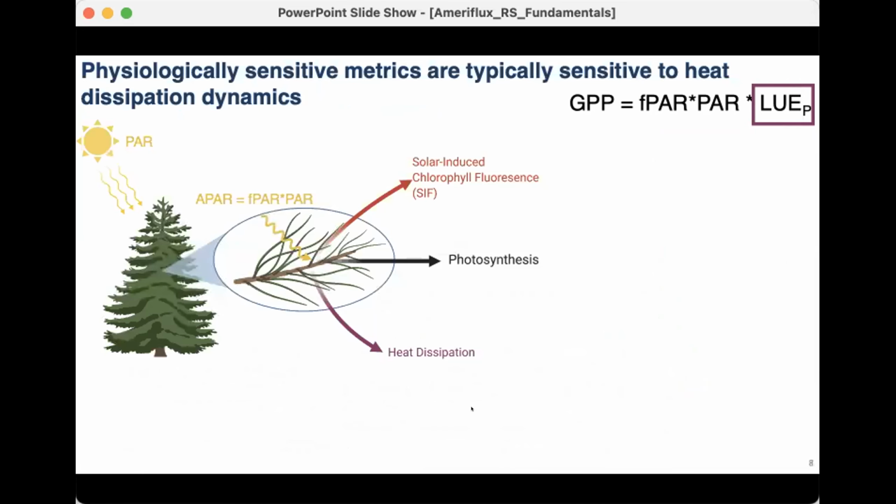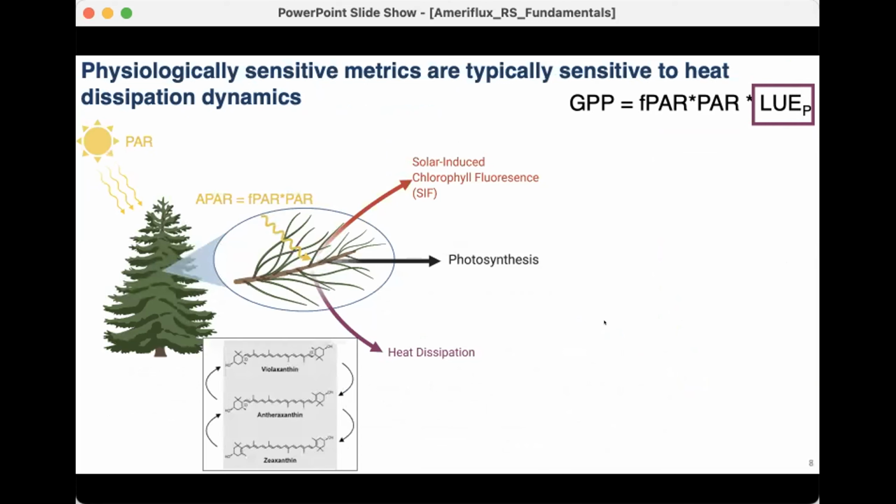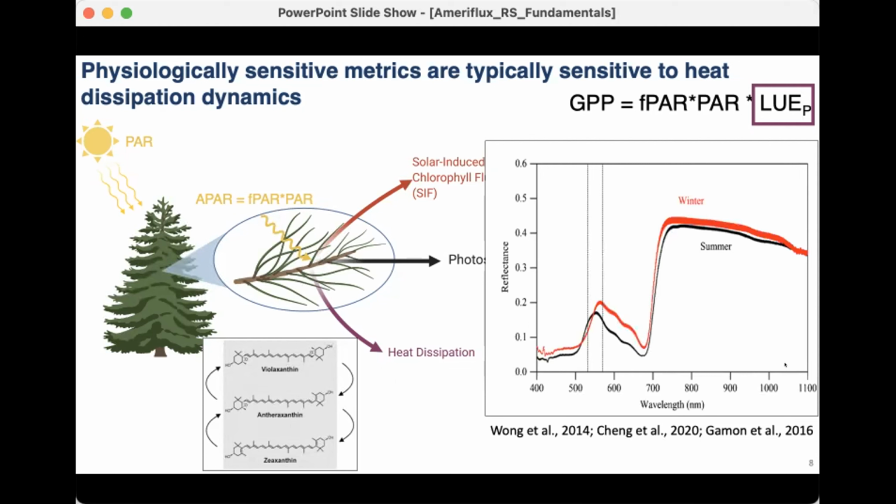So we can revisit these 3 pathways. In the heat dissipation pathway, there are 3 compounds that can essentially regulate how much light goes down this heat dissipation pathway. And depending on the amount of these chemicals, it will actually change the reflectance or spectral signature of the plant. So this is the same plant in winter versus summer, and you can see that here there's a big change in the reflectance signature.